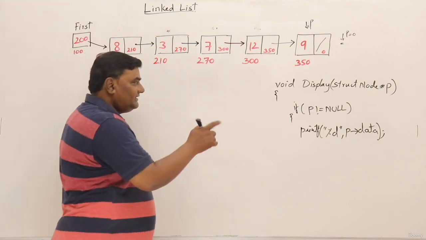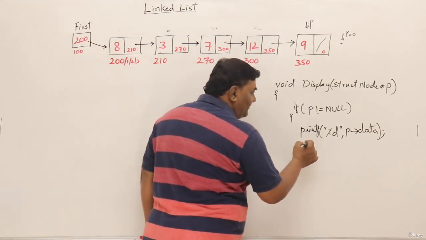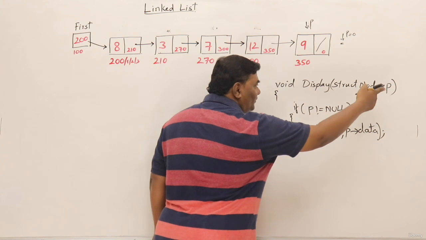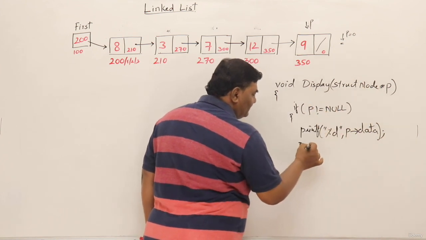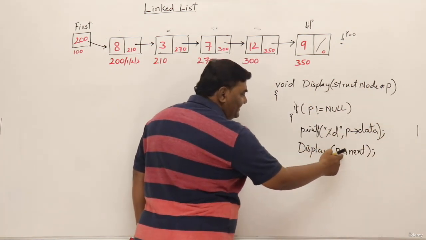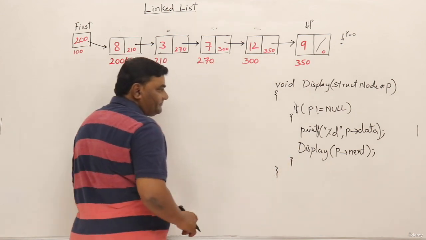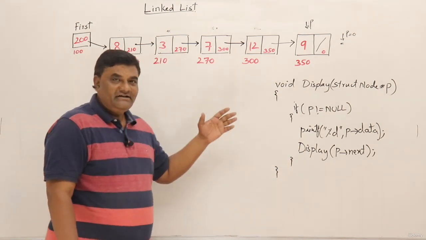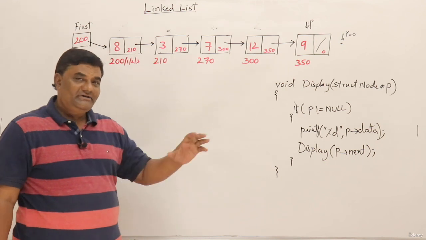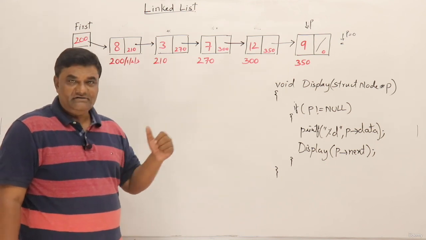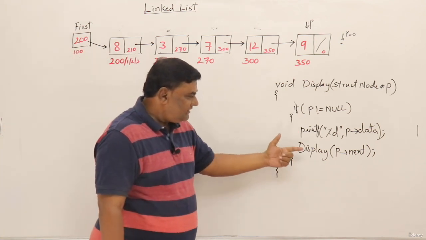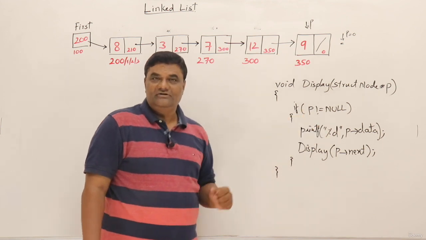After printing data, it should go to the next node recursively. So display will call itself again by passing the next node's pointer. So display P's next. That's all. Close the bracket and close this one. So this is a recursive function for displaying all the elements of a linked list one by one. It is printing and calling itself and moving on to the next node.